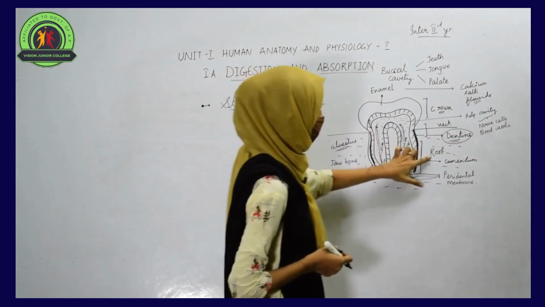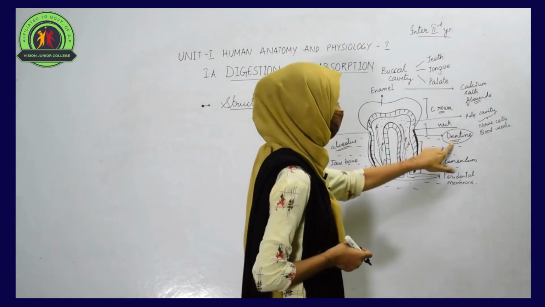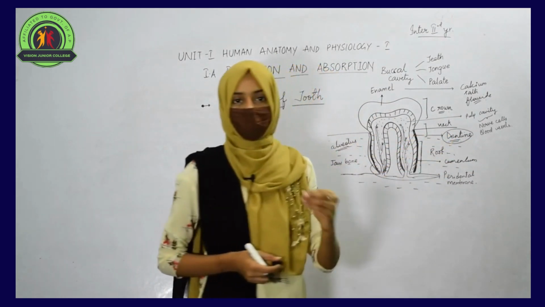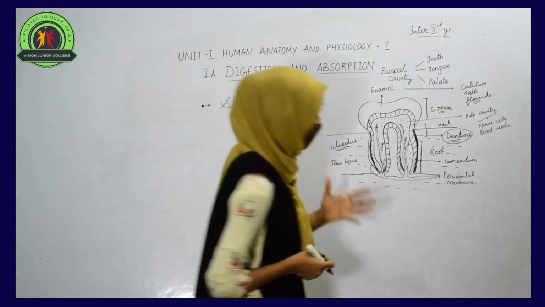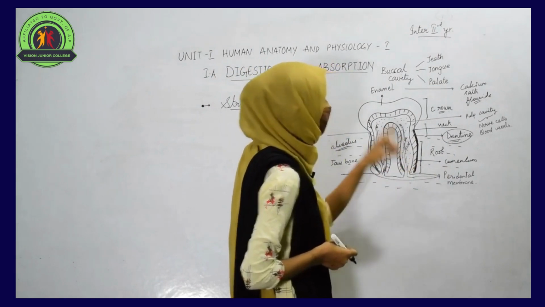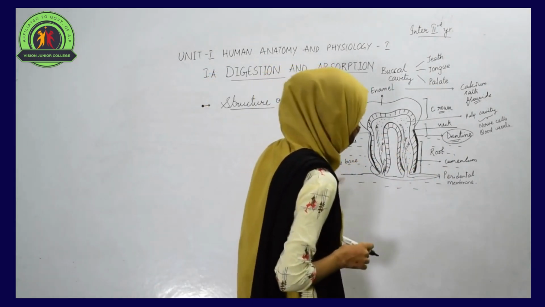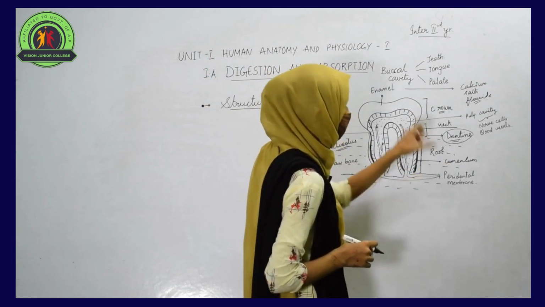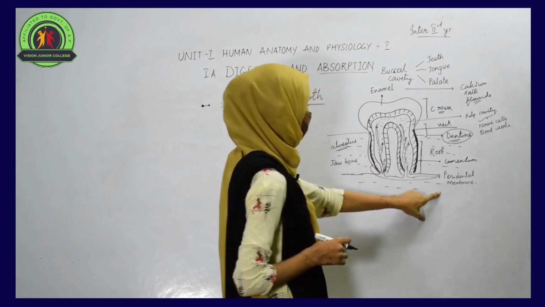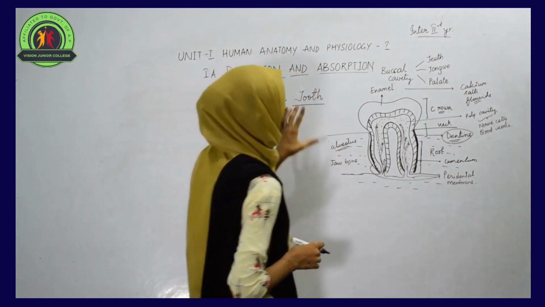Now the root region of the tooth is also covered by a layer called dentine, but the dentine of the root shows the presence of a special material that is called as cementum. This material helps the tooth to get attached in the socket of a jawbone, and this cementum is covered by a membrane. The name of that membrane is periodontal membrane. The space is present in our jawbone and that space is called as alveolus.